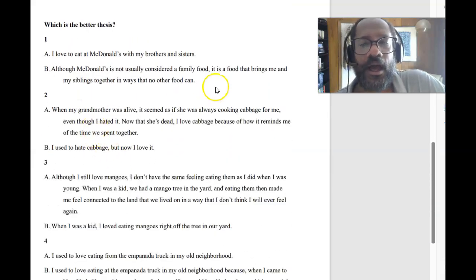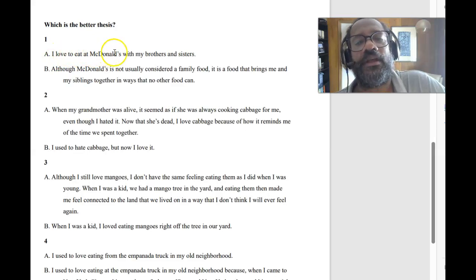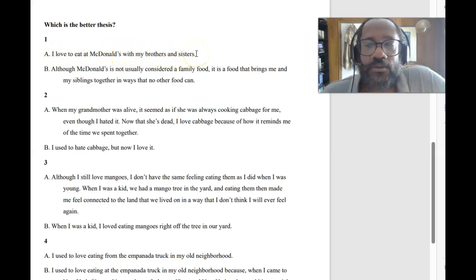We can go through these pairs of theses again, just like before. I love to eat at McDonald's with my brothers and sisters. That's not very good because it's just factual. I'd like to eat at McDonald's. My brothers and sisters would like to eat at McDonald's. There's not much to say about that.